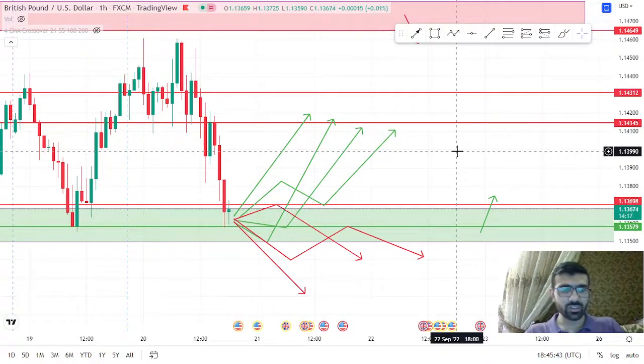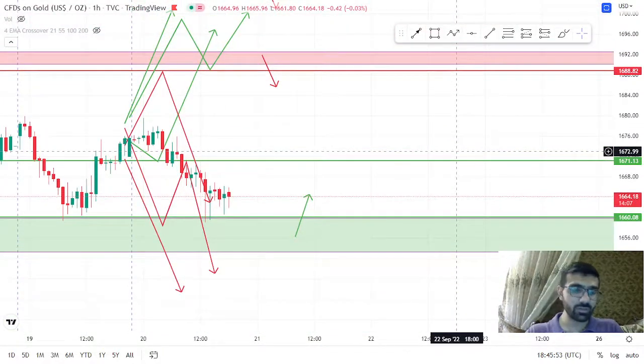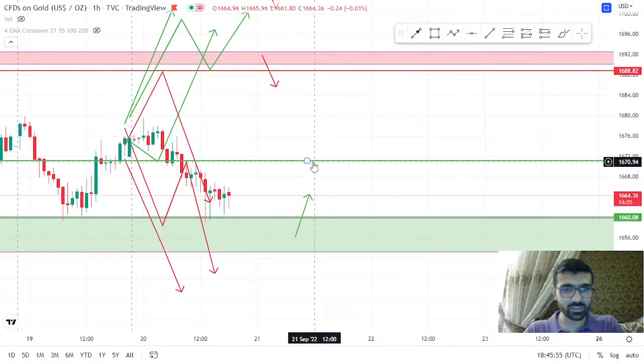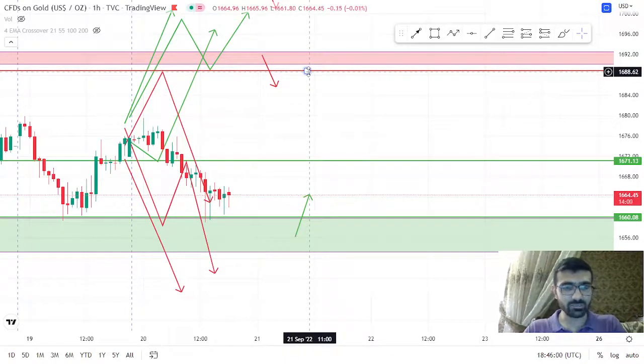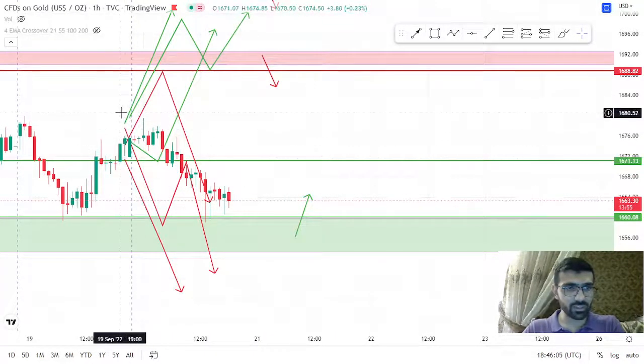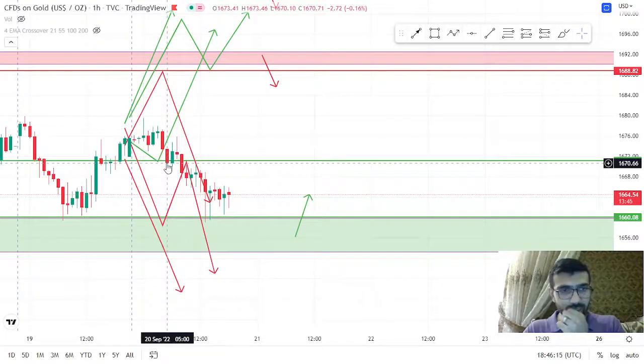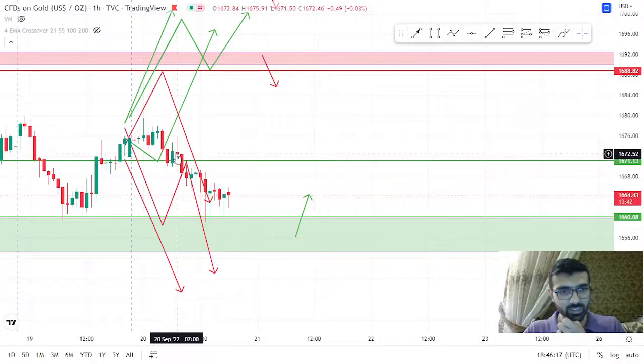So now let's move on to the next pair, which is XAUUSD, the gold analysis for tomorrow. In gold, what happened, we gave you guys this area as the initial support and this area as the initial resistance level, but you can clearly see the market was trending over here when we were discussing yesterday, and the market tested this support area with a negative candle and broke below this area, and then immediately recovered.